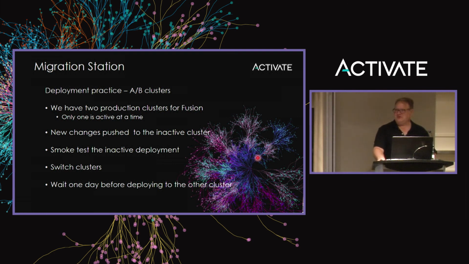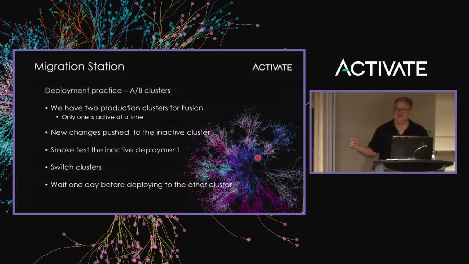We have two production servers, or two production clusters. Only one is active at a time. So we have a set of Fusion servers here and a set over here. When we do a production deployment, we only do it to the inactive one. So we'll push it there, and we will test that directly. We have a proxy or a rewrite so everyone always goes to the same URL, but it'll route between the two.